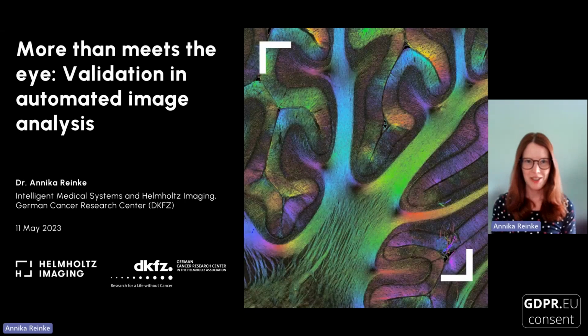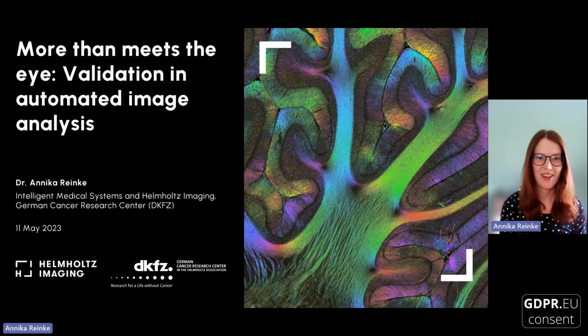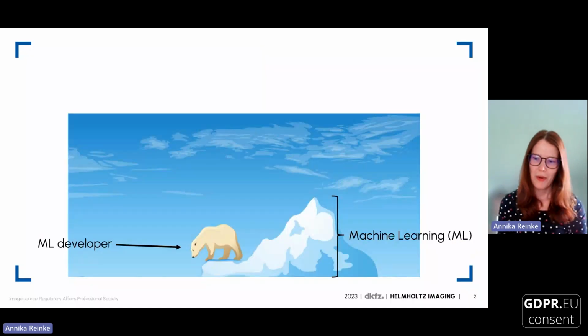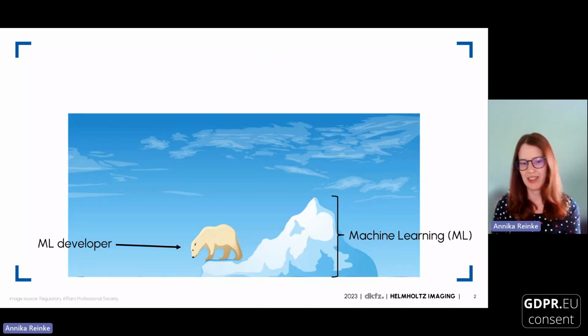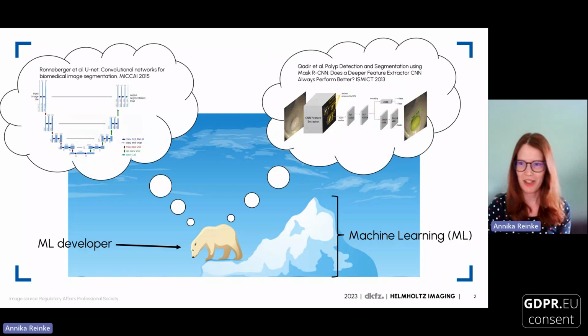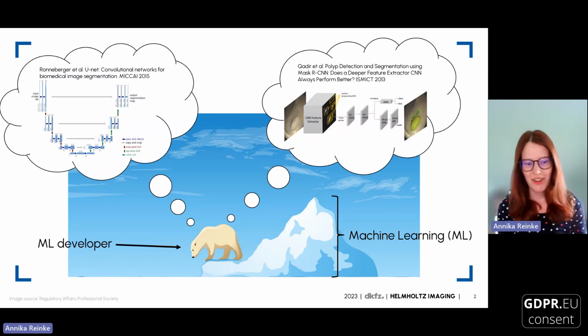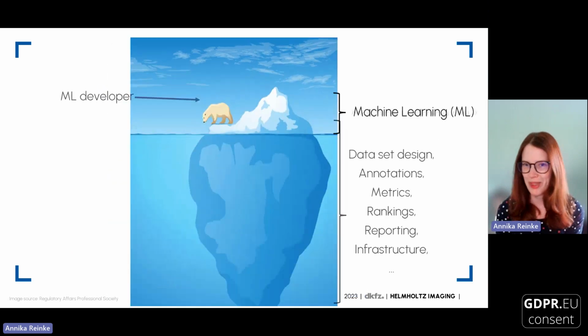So today I will talk about validation, how we can properly validate our algorithms. And so when we think of machine learning, we often see ourselves thinking about our new architectures, our new neural networks to solve interesting problems. But sometimes we forget a little bit that there's much more to machine learning.